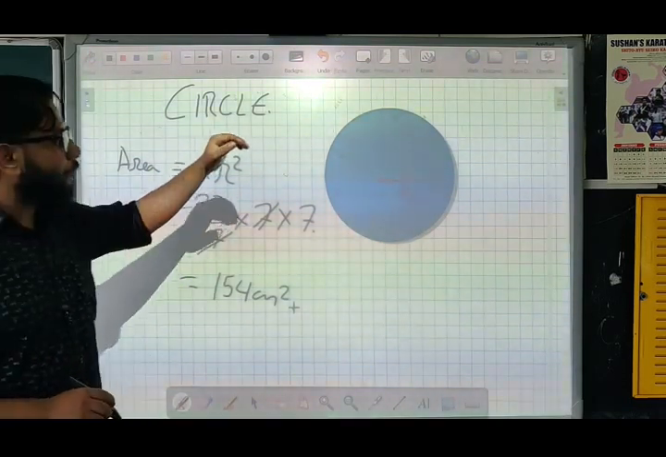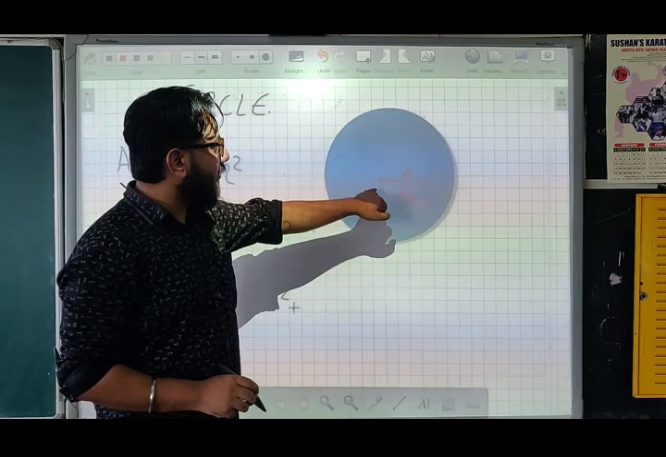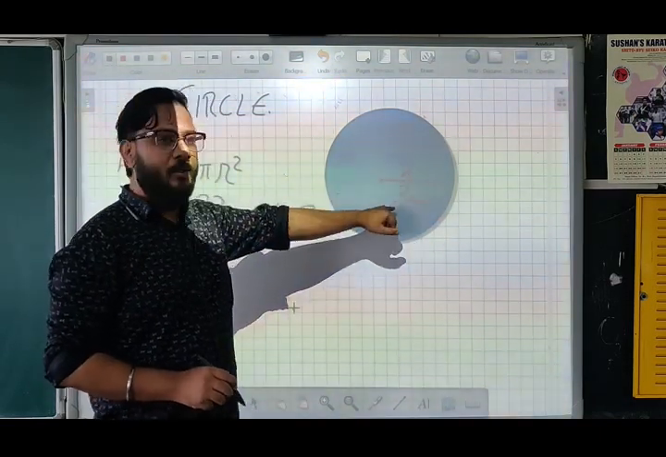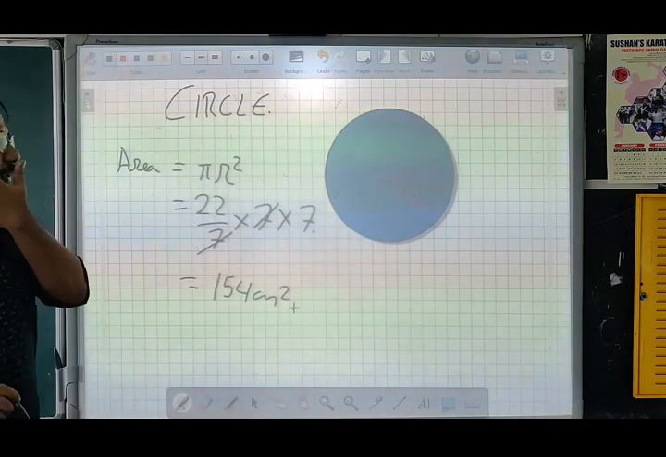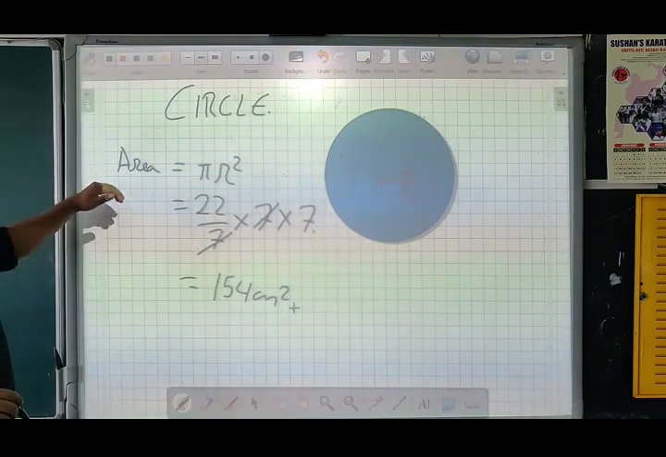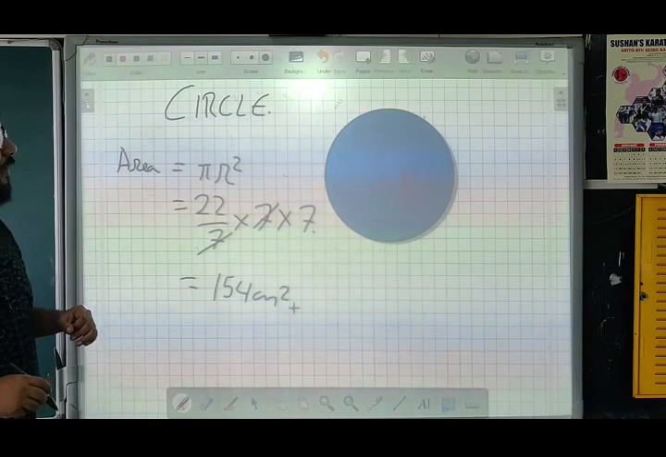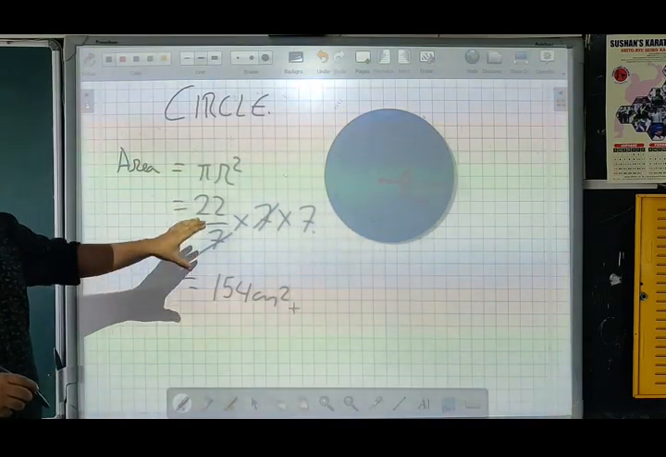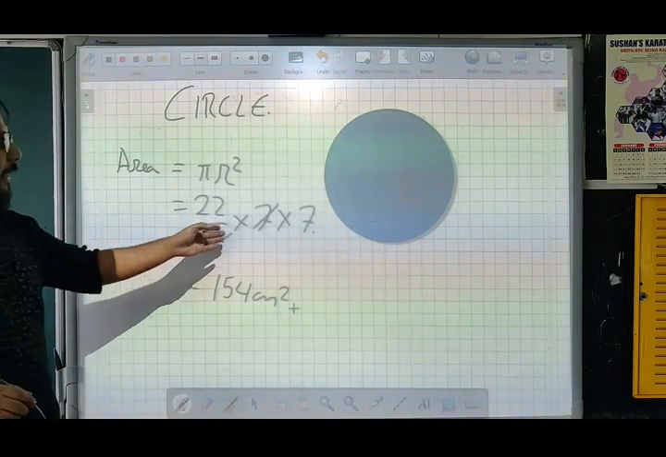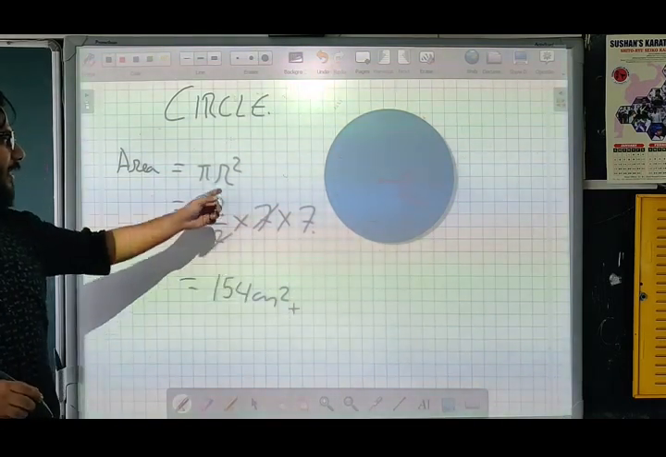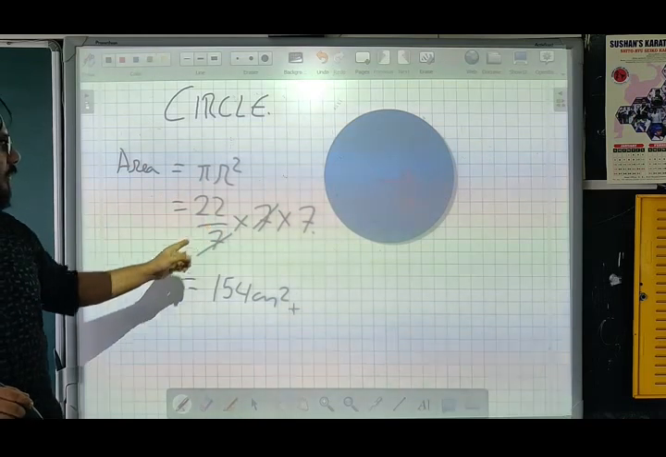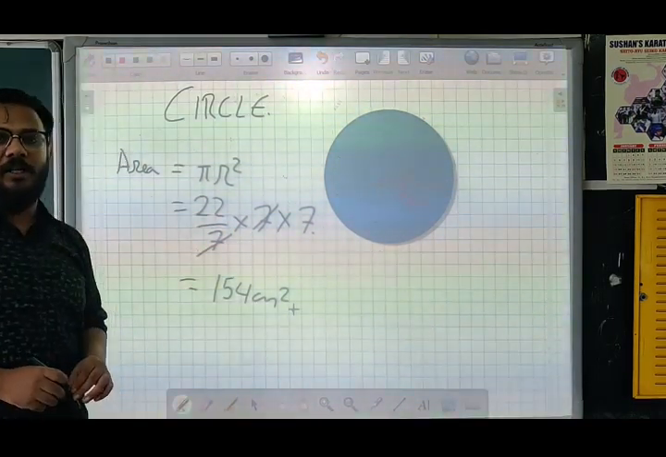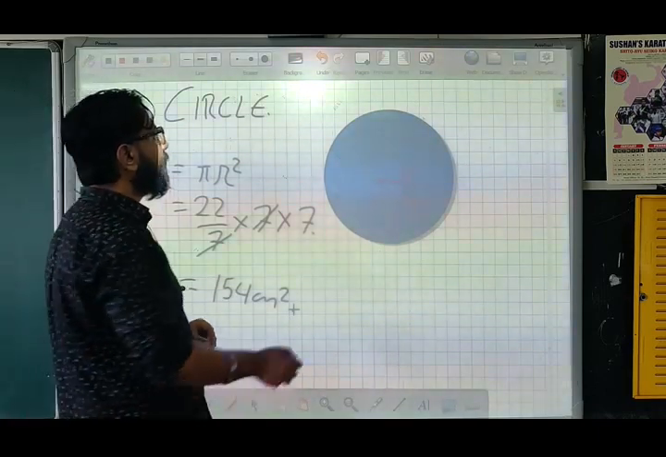Just look at it. The radius is the distance from the center to the edge of the circle, that is r. We take the radius to be 7 centimeter, and the formula for the area of a circle is pi r square. The value of pi is 22 by 7, and we multiply the radius twice because it is r square. You calculate and you get the answer. And that is how you calculate the area of a circle.